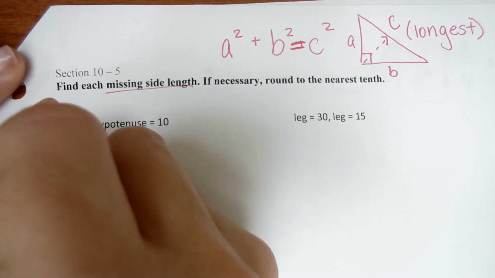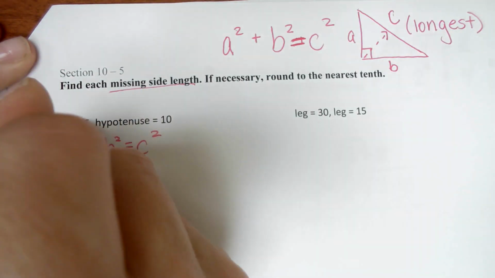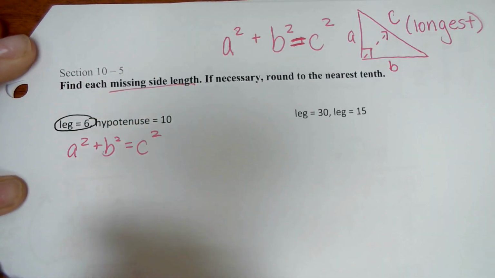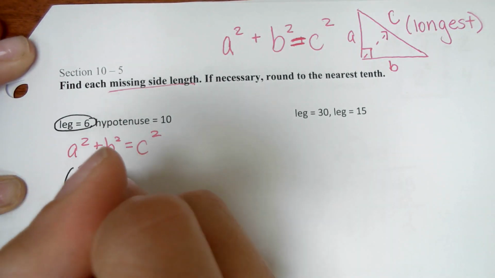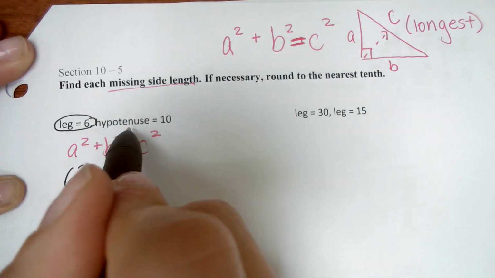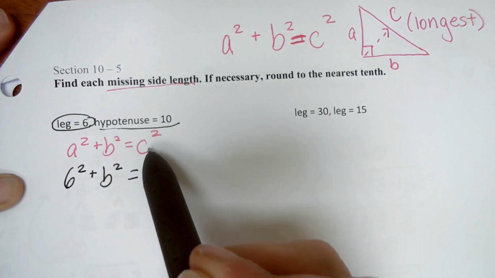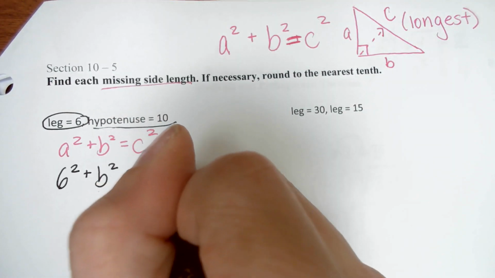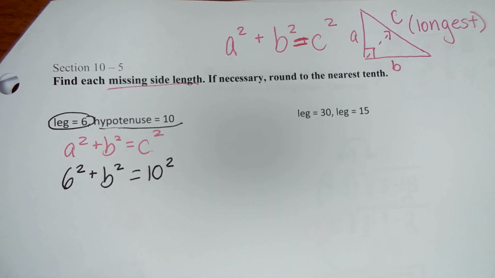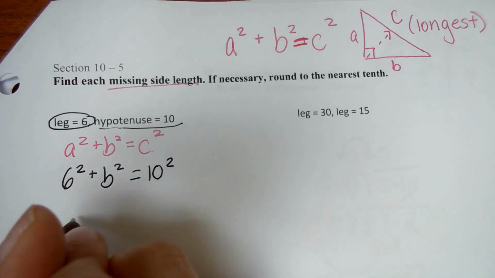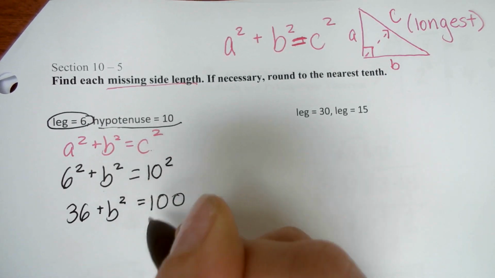So for the first one, a squared plus b squared equals c squared. They're telling us the leg is 6. So that's going to be a or b. I'll use a. So 6 squared plus b squared equals, and then they've told us the hypotenuse is 10. The hypotenuse always is by itself in the c position. So we will write equals 10 squared. Don't forget to square everything. Now once we do that, we evaluate, and we get 36 plus b squared equals 100.